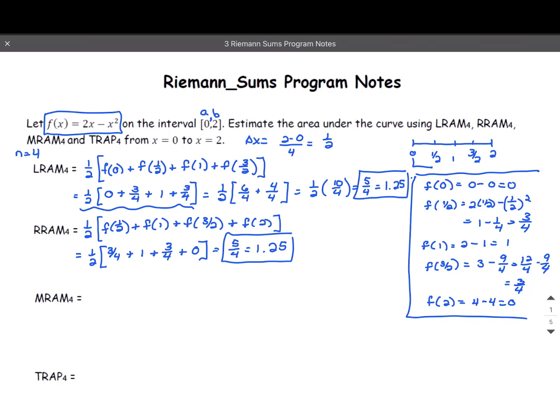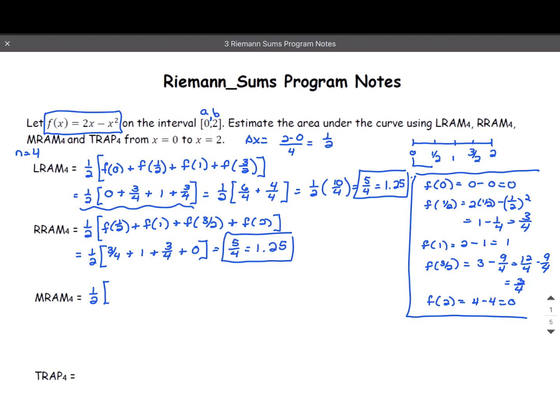Now the MRAM. Again, our delta x is still 1/2, but this time we use the midpoint of the interval. So midpoint between 0 and 1/2 is 1/4, plus midpoint between 1/2 and 1 is 3/4, plus midpoint between 1 and 3/2 is 5/4. We're plugging these into the function. Plus the midpoint between 3/2 and 2 would be 7/4. And it's okay if you want to use the decimals, that's fine.